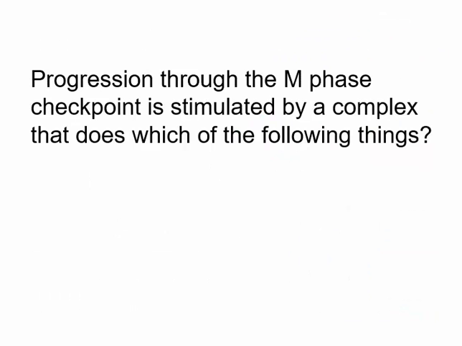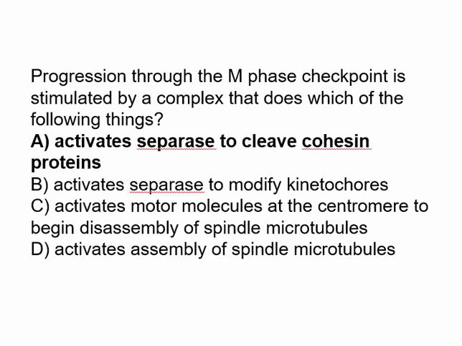All right, so think back. Progression through the M phase checkpoint is stimulated by a complex that does which of the following? All right, so here are the choices. A is the answer here. That separase enzyme cuts those cohesin proteins, separating those sister chromatids. Now you can continue into anaphase, and the cell can finish up mitosis.